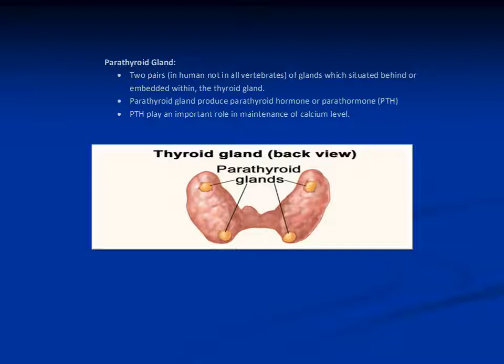Let's move on to the parathyroid gland. There are two pairs in human beings, not in all vertebrates, of glands situated behind, embedded within the thyroid gland. The parathyroid gland produces a hormone known as parathyroid hormone or PTH. PTH plays an important role in the maintenance of calcium level in the body. Here this is the thyroid gland, and these embedded structures are the parathyroid glands. There are two pairs of parathyroid glands in human beings. This portion of the thyroid gland is known as the isthmus.